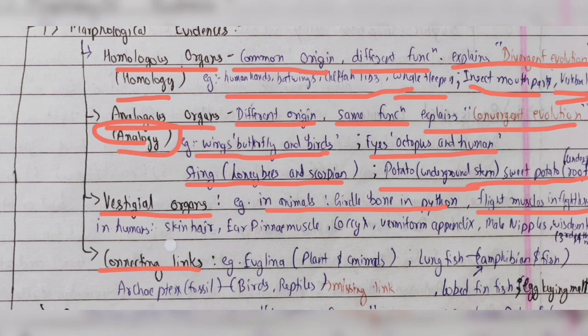If we consider the human case, then his skin, hair, ear pinna muscle, coccyx and vermiform appendix are useless parts, as well as male nipples and wisdom teeth.